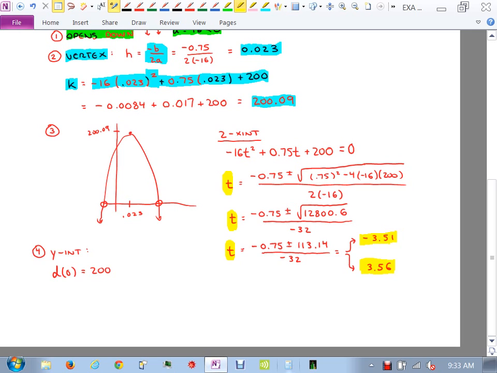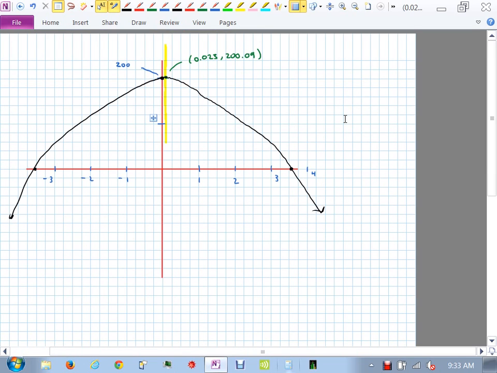Then you determine the y-intercept. By plugging 0 into the function, you get 200. So that's all the information that you were supposed to have gotten on that quiz. And then after that, you were supposed to graph it. So your graph may look very different. It all depends on the way you scaled everything. But you should have your x-intercepts, 3.55, negative 3.51 or something like that.